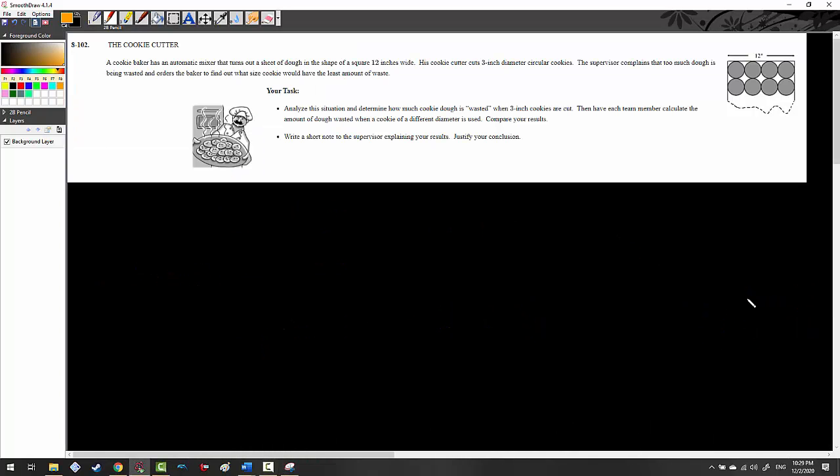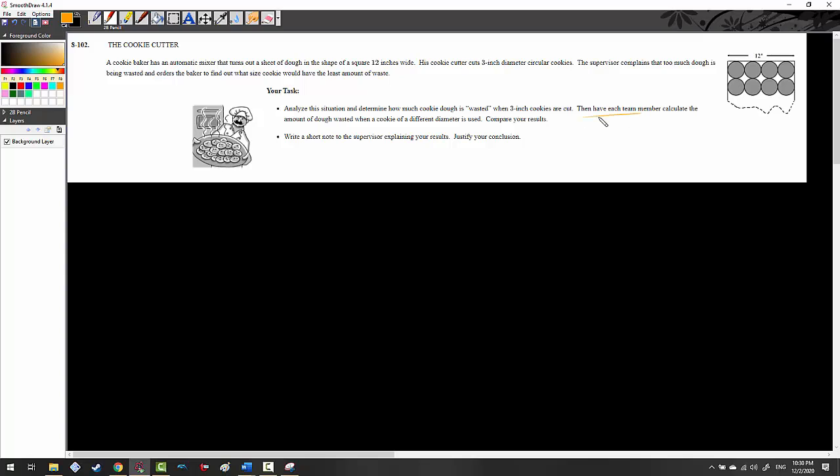And in this last problem, chapter 8, number 102, we're talking about a cookie baker who has an automatic mixer, and it turns out a sheet of dough in the shape of a square that is 12 inches wide. He cuts cookies with a 3-inch diameter in circular cookies, and the supervisor complains that there is too much dough being wasted and orders the baker to find out what size cookie would have the least amount of waste. So the task is to analyze the situation and determine how much dough is wasted when the 3-inch cookies are cut. Then we have to have each team member calculate the amount of dough wasted when a different diameter is used and compare the results.